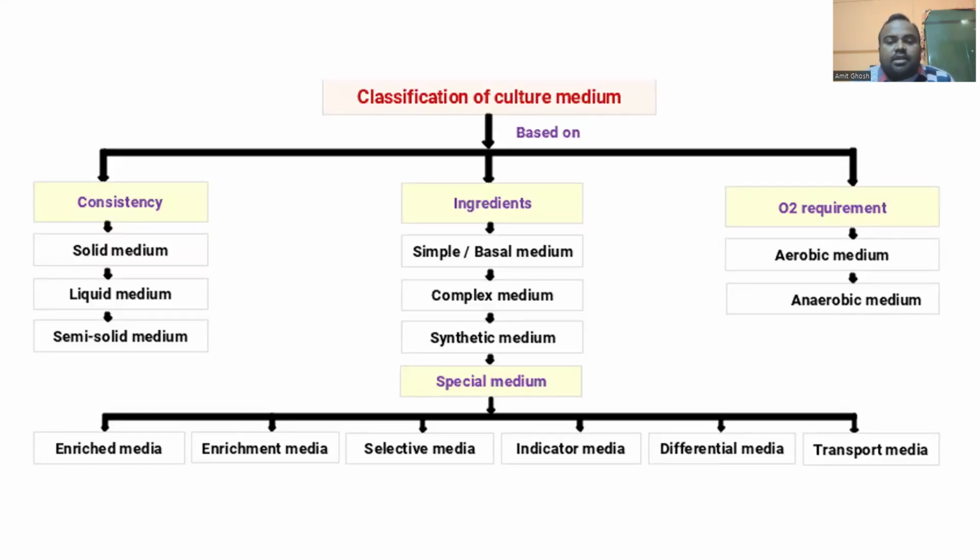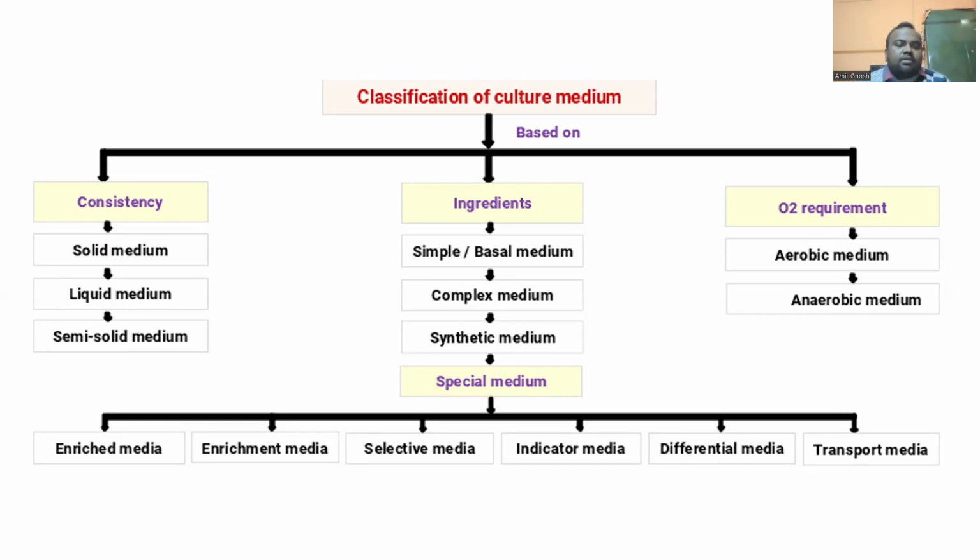Here we can see the slide of classification of culture media: what culture media have been used, and their classifications. The classification is based on consistency, based on ingredients, and based on O2 requirement, oxygen requirement. We will also learn what special media are used, which depend on ingredients. Again, I am repeating the classification of culture media. Number one is consistency. Number two is ingredients. Number three is O2 requirement, and the special media are also classified based on ingredients.